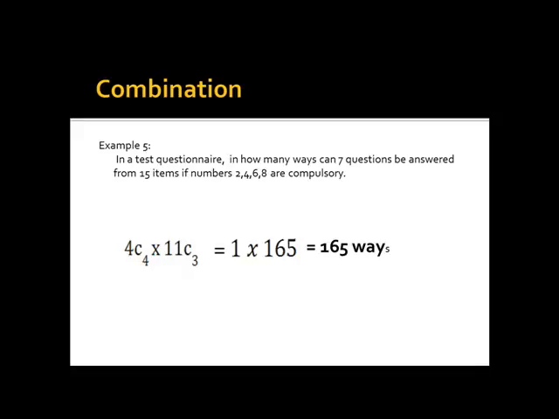Example 5. In a test questionnaire, in how many ways can 7 questions be answered from 15 items if numbers 2, 4, 6, and 8 are compulsory? So, in this problem, the formula will be 4C4 times 11C3. 4C4 came from the number of ways in selecting from the 4 compulsory questions, and 11C3 was from the 3 remaining questions to be answered from the 11 remaining questions. The answer will be 1 times 165, which is equal to 165 ways.